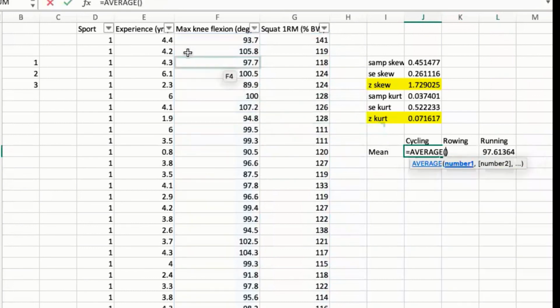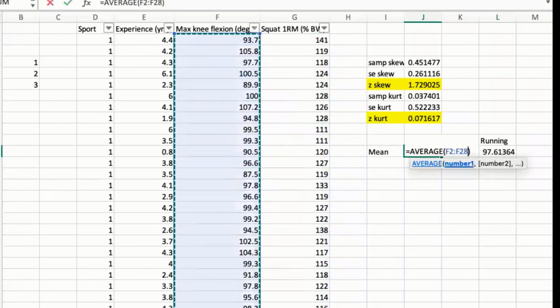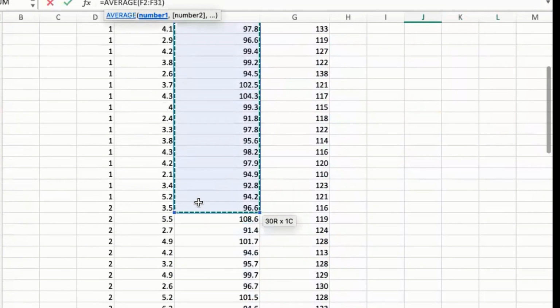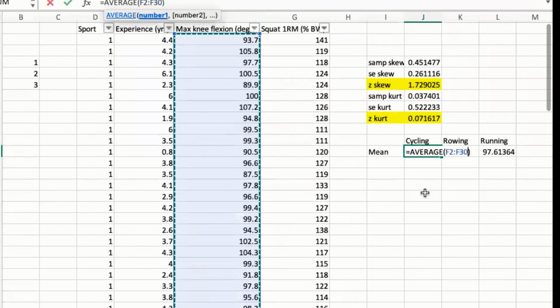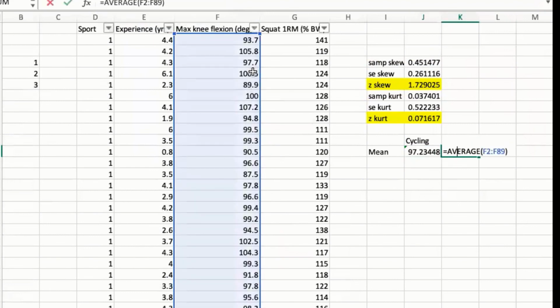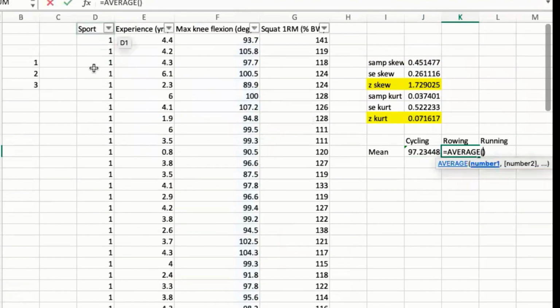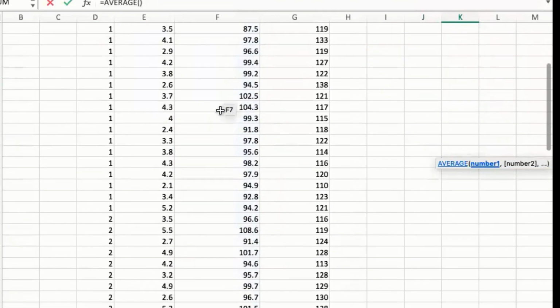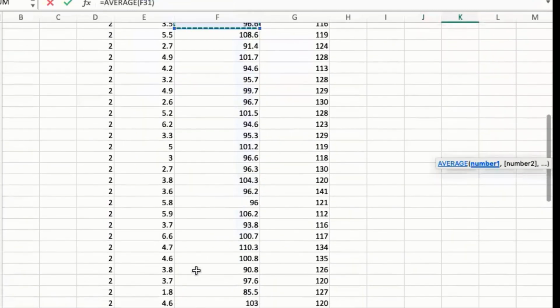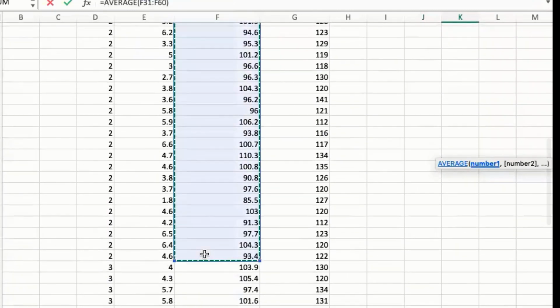For each sport, let's say I'm doing cycling, I would only highlight the data values under the label 1 for sport. Duh, that was a dummy move. For rowing, the range would be for data labels of 2 under the sport area. So that would be starting there to here.